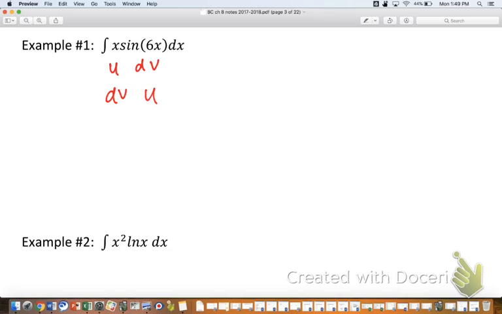Now in this case, it's really going to matter. You're either going to end up with a nice clean answer, or you're going to end up with a spiral of death where it gets worse and worse the further you go. And if you do end up in this spiral of death where you're just like, I'm never going to get an answer, you know what that means? Yeah, pick the wrong thing to be the u and the dv. You need to switch it around.